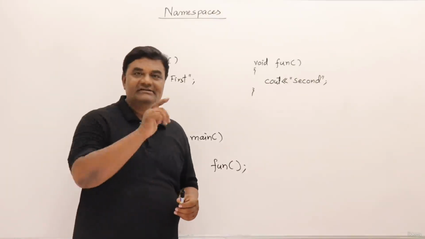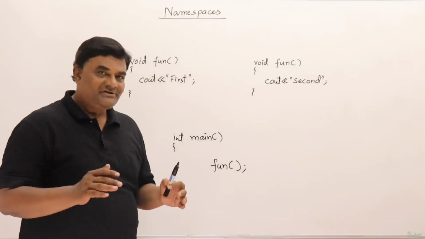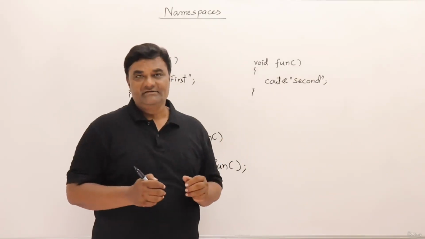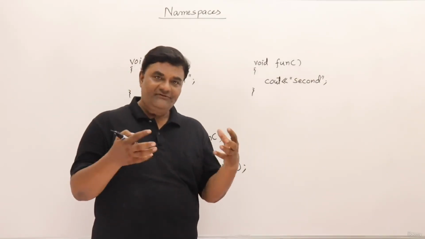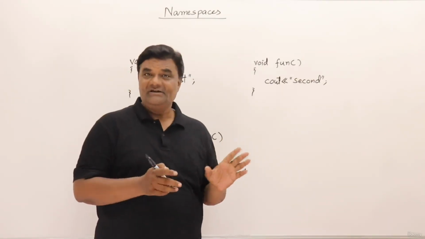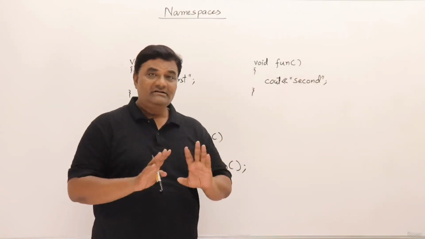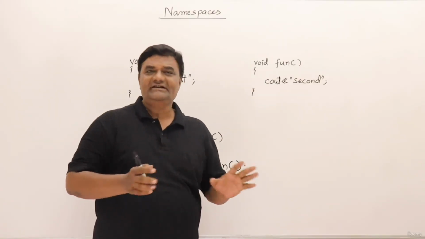Now our next topic is namespaces. Namespaces are used for removing name conflict. If you are writing multiple functions with the same name, they are not overloaded, independent functions. They are not a part of a class. They are not overloaded. Signature, everything is the same.